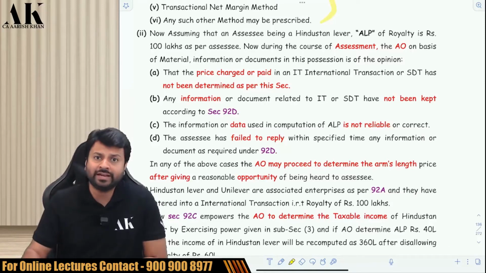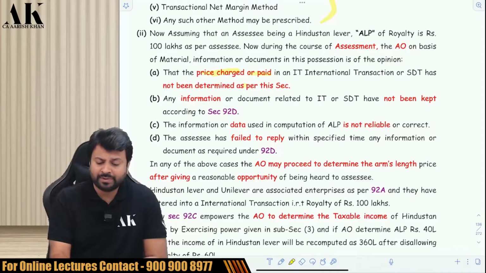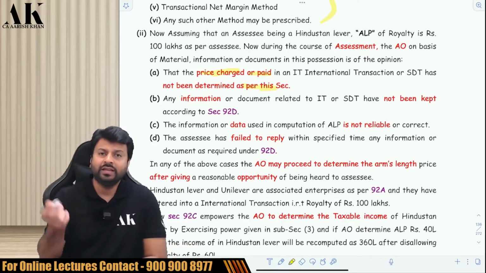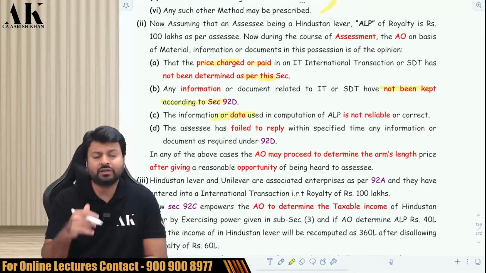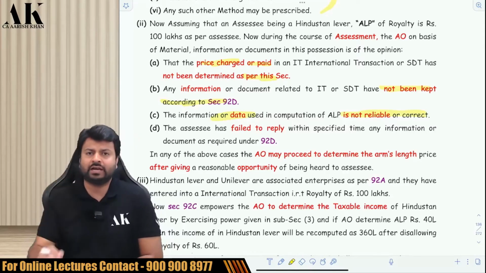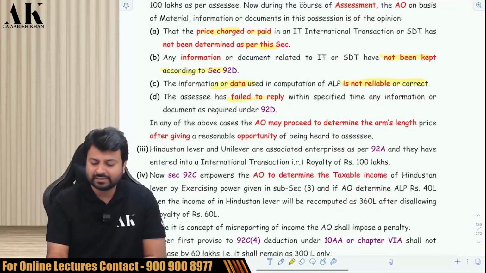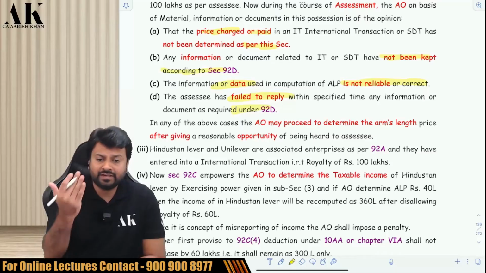So when he checks, he may disregard the arm's length price if he is of the opinion that the price charged or paid is not as per this section. If he is of the opinion that the price charged or paid by the assessee is not as per this section, he will issue a show cause notice to you. Or if he has the opinion that you have not kept the relevant documents which you have to keep as per section 92D. Or if he has the opinion that the data which you have collected for computation of arm's length price is not reliable or not correct, then he can compute the arm's length price at his end. Or if he has asked for information from the assessee and the assessee has failed to reply within the time specified under 92D. If any of the four things are happening, then he will send you a show cause notice.